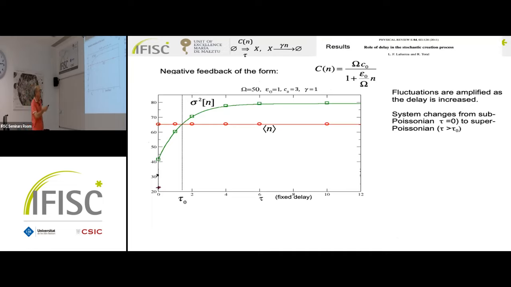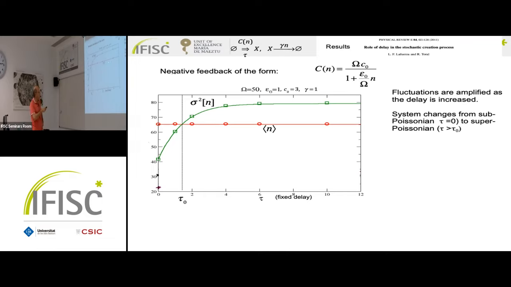Imagine we have a negative feedback. This is called this Hill function. We had the creation rate decays with the number of particles. So the more particles there are, the smaller the rate. And then what we find? We find that as a function of the time delay, tau, the mean value is basically constant. It has a small dependence on the time delay, but very small dependence.